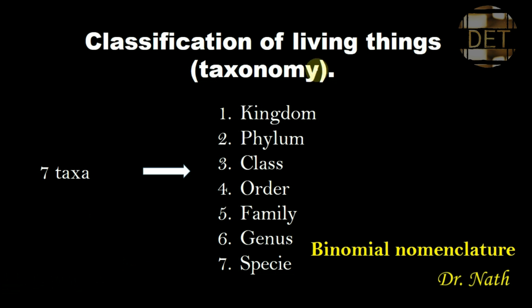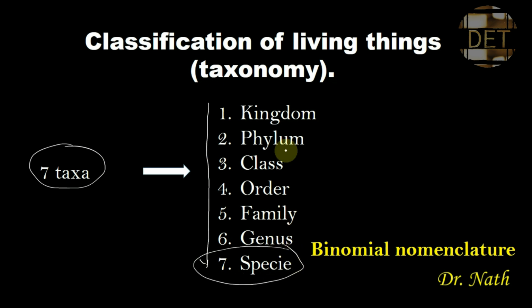Like I said before, living things are classified into 7 taxa. In other words, they are classified into 7 groups: kingdom, phylum, class, order, family, genus, and species. As we progress from the top to the bottom, the number of organisms starts decreasing. The least number of organisms is in the species, and the largest number of organisms is in the kingdom.